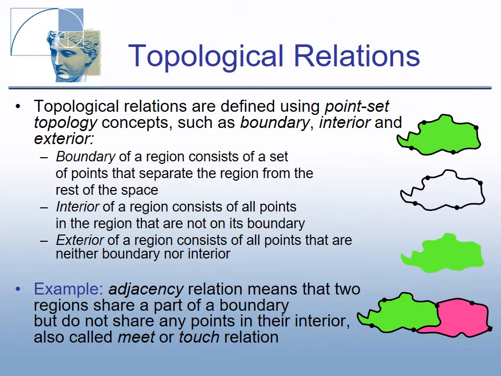Topological relations are defined using point set topology concepts, such as boundary, interior, and exterior. The boundary of a region consists of the set of points that separate the region from the rest of the space. The interior of a region consists of all points in the region that are not on its boundary. The exterior of a region consists of all points that are neither boundary nor interior. For example, the adjacency relation means that two regions share a part of a boundary but do not share any points in their interior, also called the meet or touch relation.